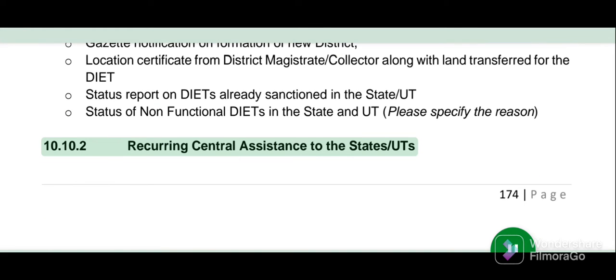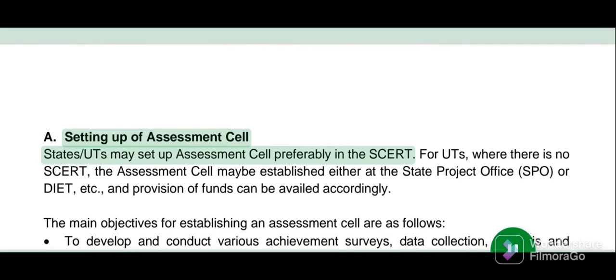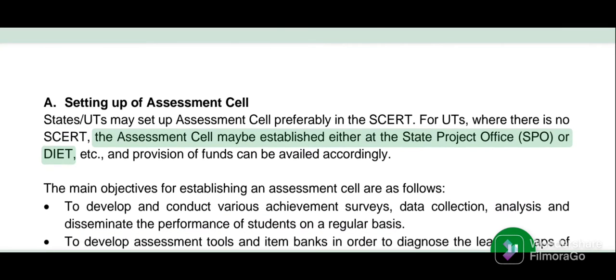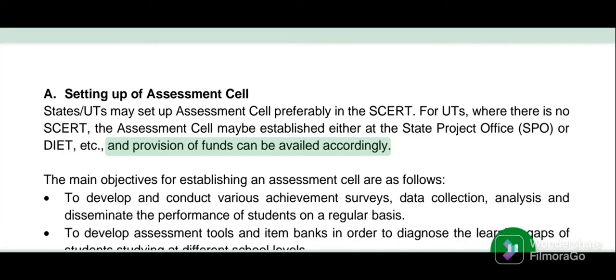10.10.2 Recurring central assistance to the states and UTs. A. Setting up of assessment cell. States and UTs may set up an assessment cell preferably in the SCERT. For UTs where there is no SCERT, the assessment cell may be established either at the State Project Office (SPO) or DIET, etc. and provision of funds can be availed accordingly.